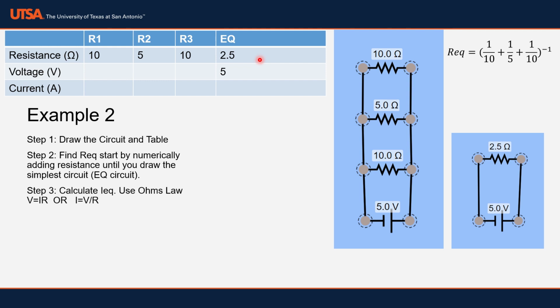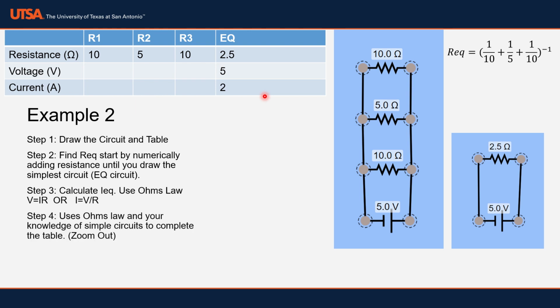So step 3, we're going to calculate our equivalent current. Calculating our equivalent current, we're going to use Ohm's law again, which is I equals V over R. So we divide our voltage by our R, and when we do that, we're going to get 2. So our current is going to be 2 amps for this example.